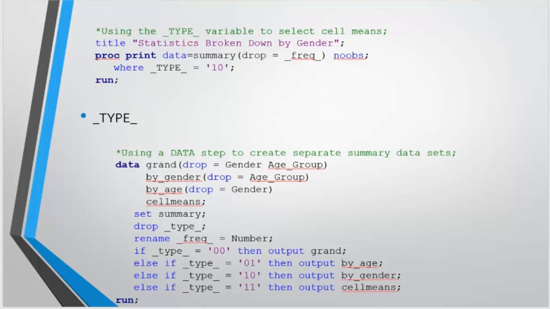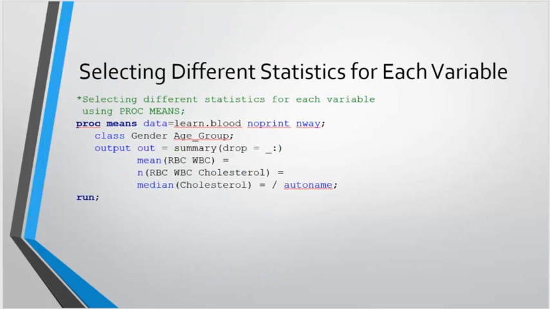_TYPE_ can be used to create separate datasets, one for the grand mean, one for the means broken down by gender, one broken down by age group, and one containing cell means. Since each dataset has a different selection of variables, use the KEEP or DROP dataset option to make your selection. _TYPE_ is a character variable because of the CHARTYPE option, and you can use it to route each observation to the proper output dataset.